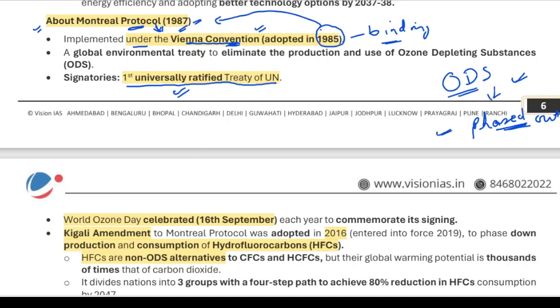Now, World Ozone Day is celebrated on 16 September. Sometimes many state PCS ask this type of question, like 16 September is celebrated for what day? You may remember it, but UPSC will not ask, I think.